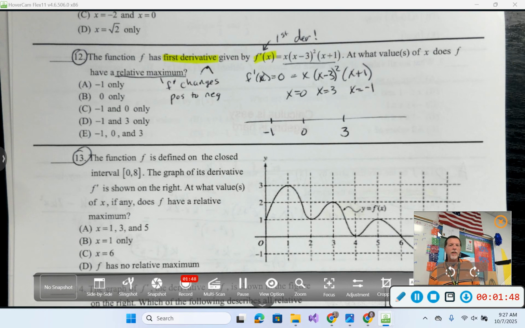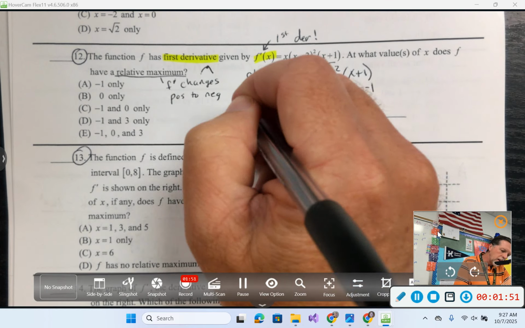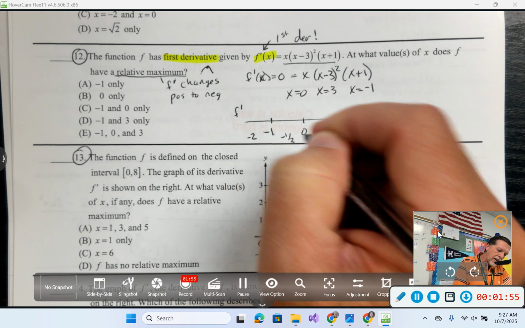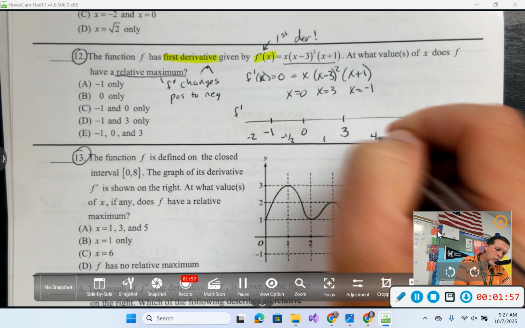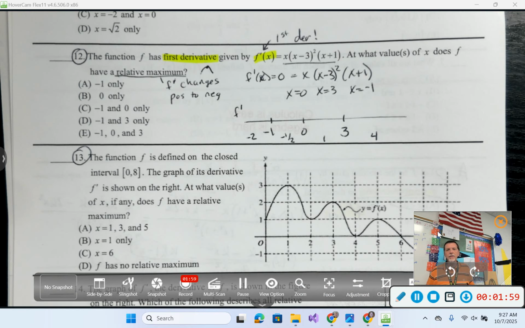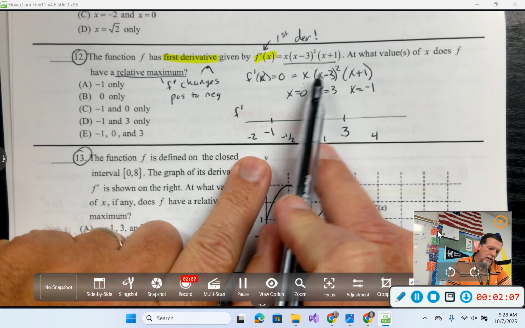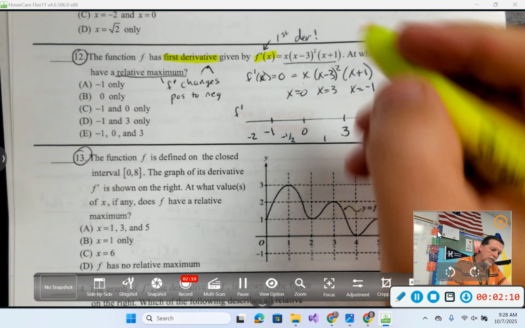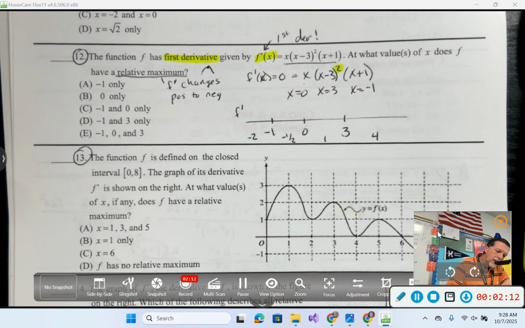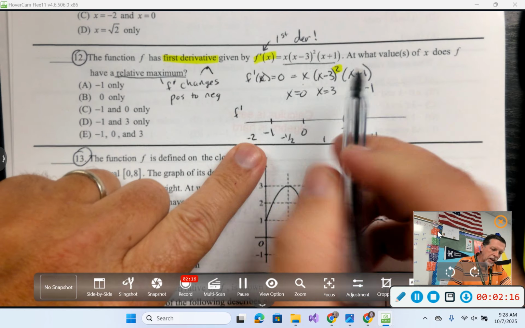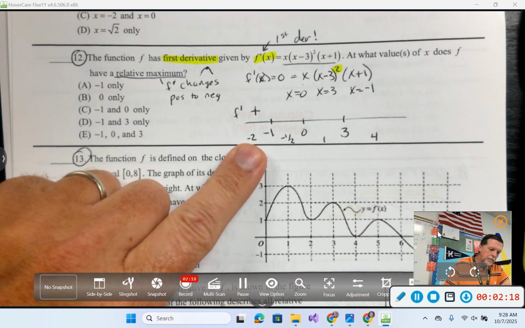And I'll test some values into f prime. So maybe negative 2, negative 1/2, 1 and 4. And again, I don't need the actual value, I just need whether it's positive or negative. So if I plug in negative 2, I would get negative. This one's always going to be positive because of the squared. So negative times positive times negative, negative, negative. This one would be positive.